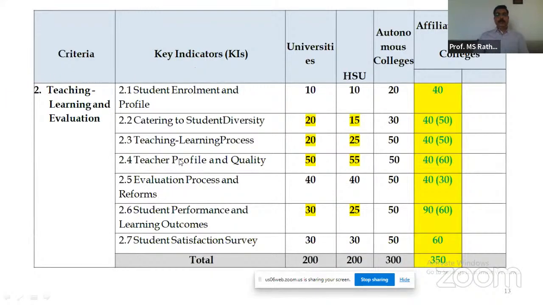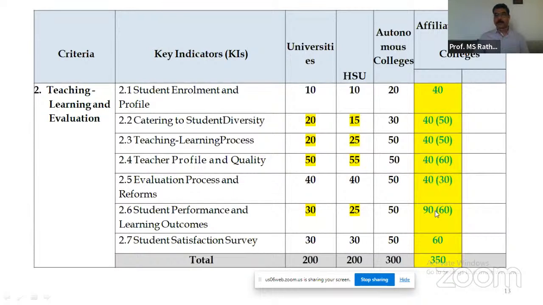In criteria 2, there are student enrollment and profile, and there are 7 key indicators, and these 3 key indicators have been highlighted here. So you can see here the differences. Previously in the key indicator 2.2, the marks allocation was 50, but now it has been reduced to 40.